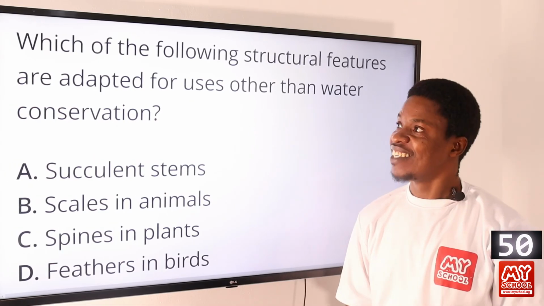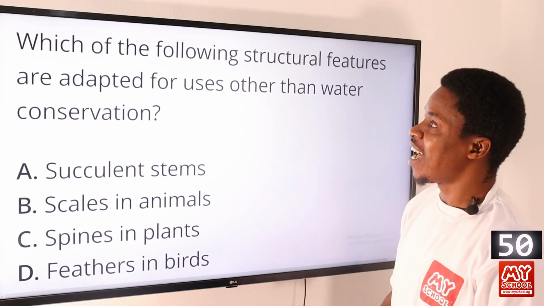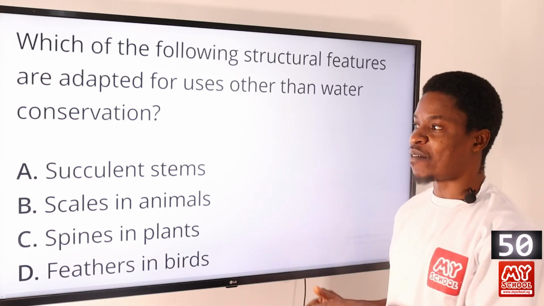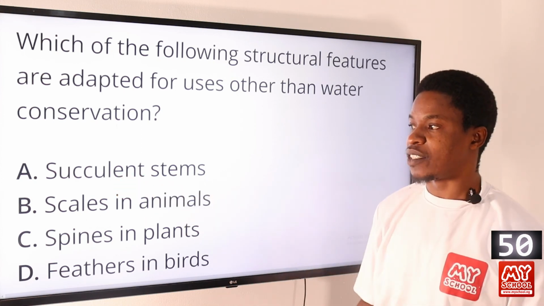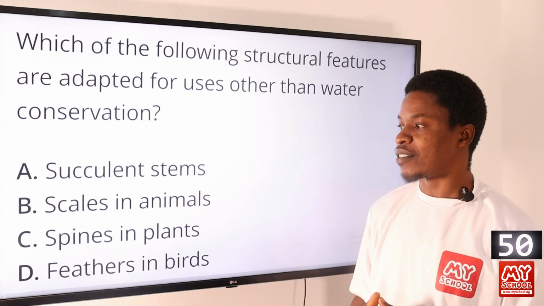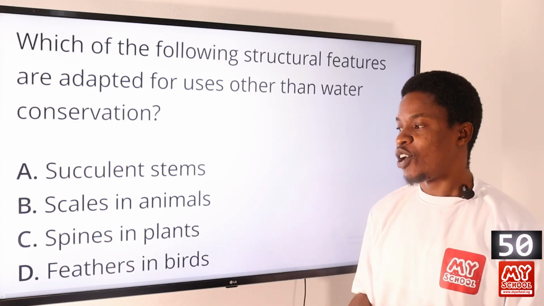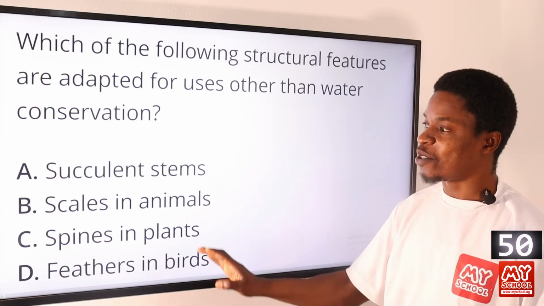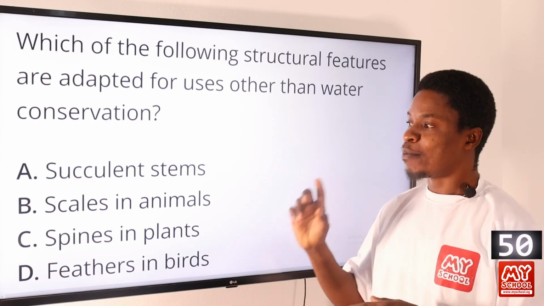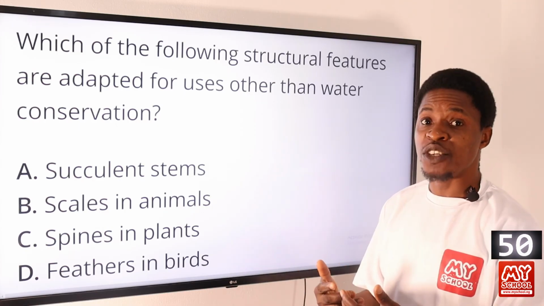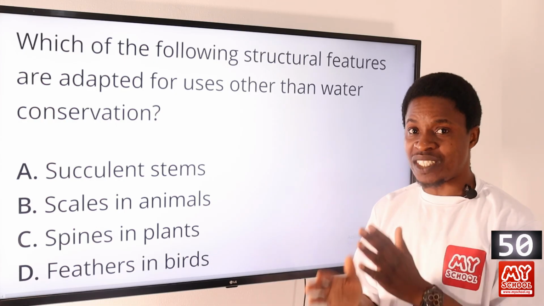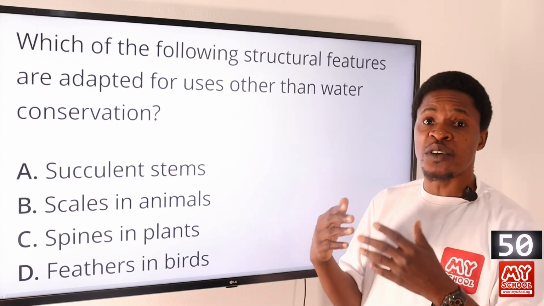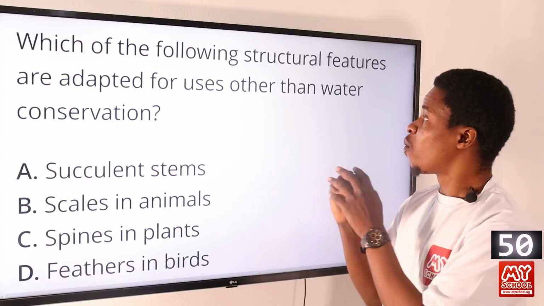Question number 50. Which of the following structural features are adapted for uses other than conservation of water? Option A says succulent stems. Option B, scales in animals. Option C, spines in plants. Option D, feathers in birds. Actually, all of these options are correct in that they are adapted for features that have to do with water conservation. But there is a particular one that has adaptation for uses more than just water conservation.